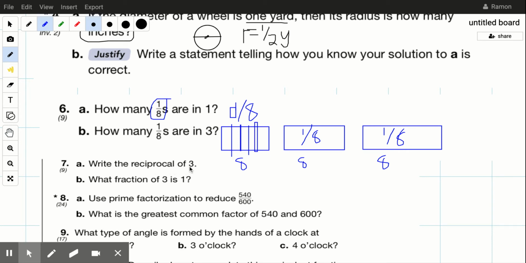Write the reciprocal of 3. Remember that for whole numbers, it's 3 over 1. Then you flip it. What fraction of 3 is 1? So what fraction of 3? 3 would be the denominator, and 1 becomes the numerator.